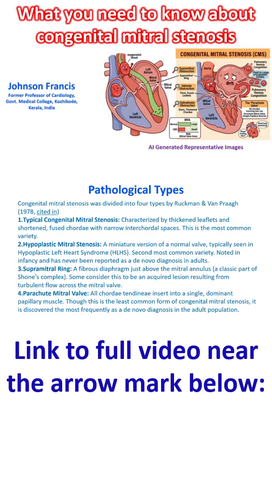Congenital mitral stenosis was divided into four types by Ruckman and Van Praag. Typical congenital mitral stenosis, characterized by thickened leaflets and shortened fused chordae with narrow interchordal spaces. This is the most common variety.